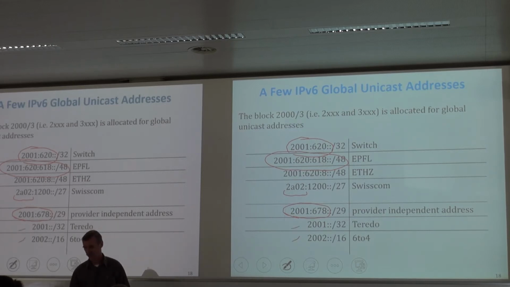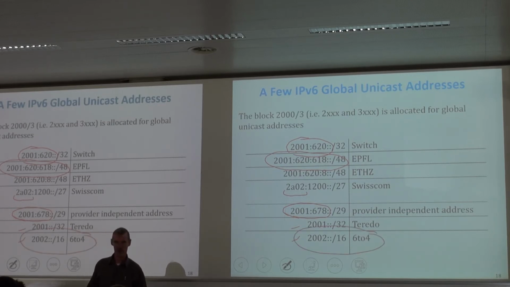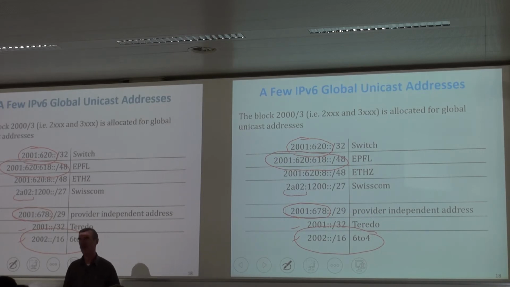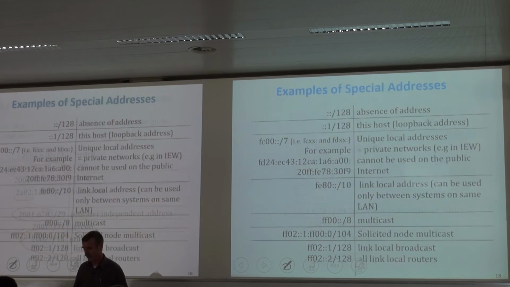Then there are more fancy addresses. Those are the ones we use in the Internet Engineering Workshop IPv6 wireless service that we give to you. And those are so-called 6to4 addresses that are used for solving the transition problem from IPv6 to IPv4. We'll discuss them later.